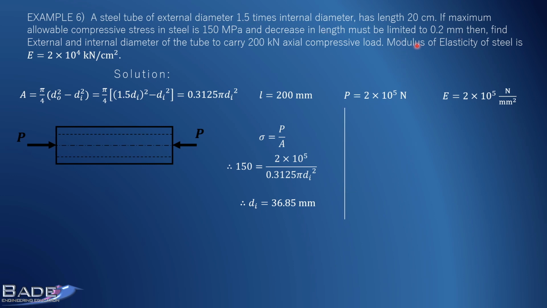One more condition is there, deformation must not exceed 0.2 millimeters. So what is that relation between load and deformation? Delta is PL by EA. So deformation is 0.2 millimeters. Put values 2 into 10 raised to 5, that is the load. 200 millimeters, that is length. Young's modulus 2 into 10 raised to 5. And cross-sectional area, this value in terms of DI. So in this equation again there is only one unknown, DI. So complete the calculations and you will get DI, internal diameter. Next, internal diameter is going to give you external diameter.